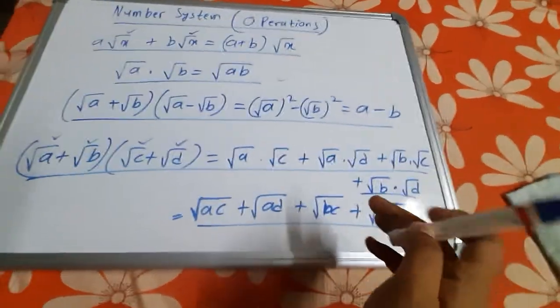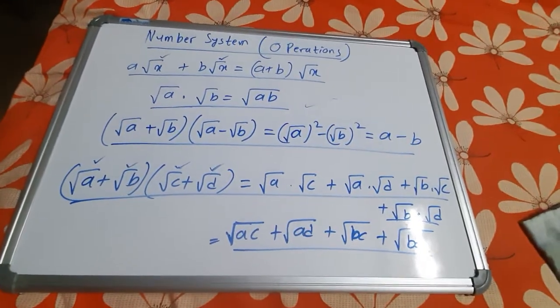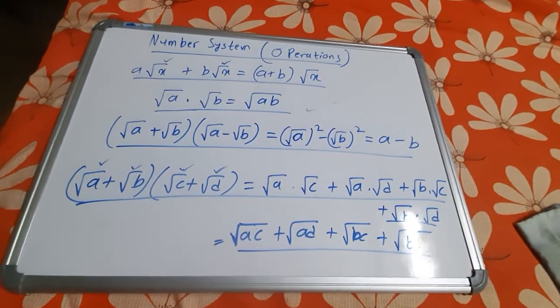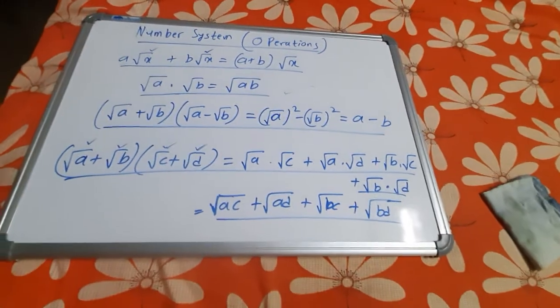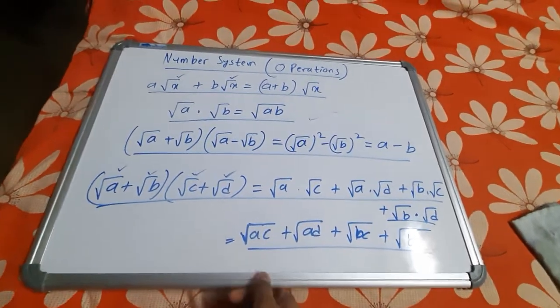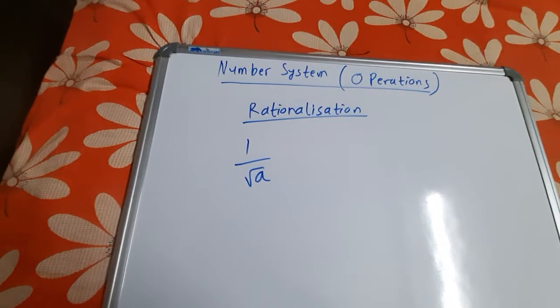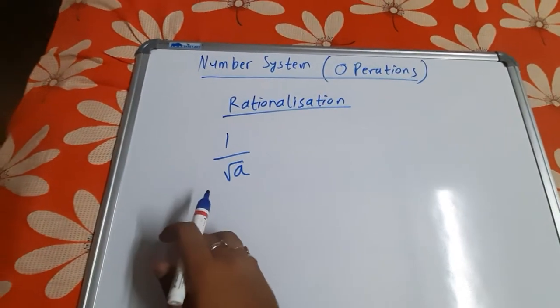Okay, understood this whole concept? This is how we do operations on irrational numbers. Okay, and next we will be learning rationalization. So now we will learn rationalization.